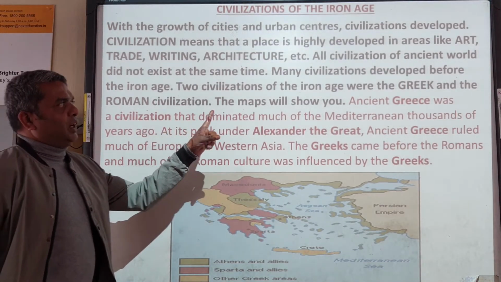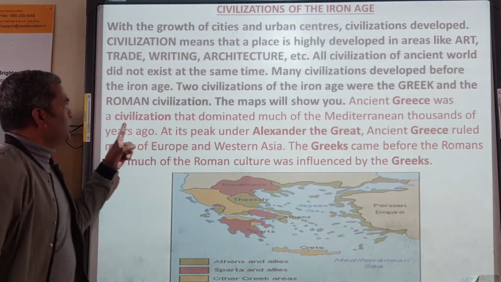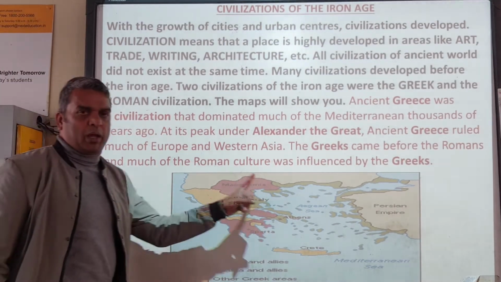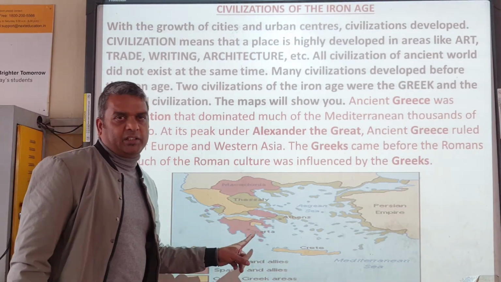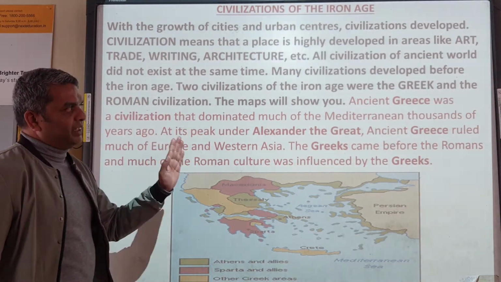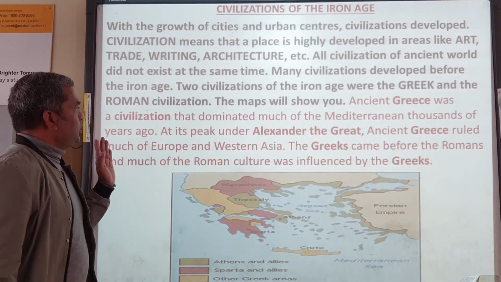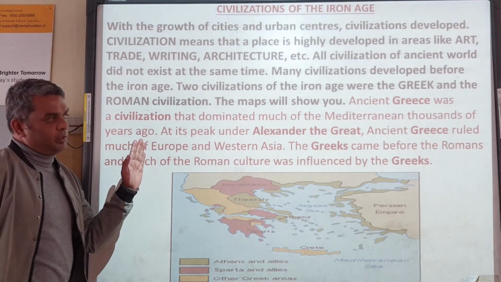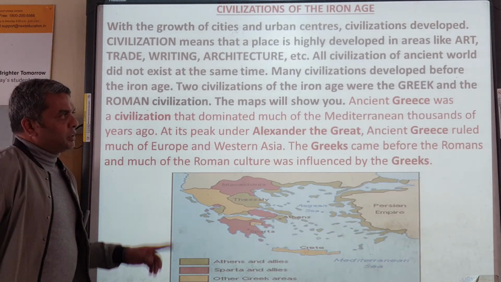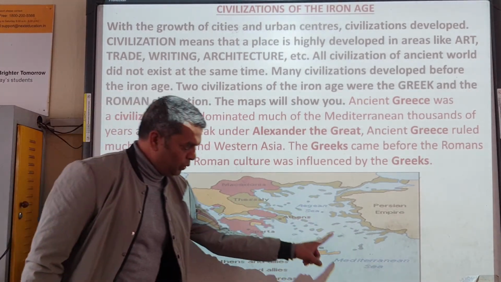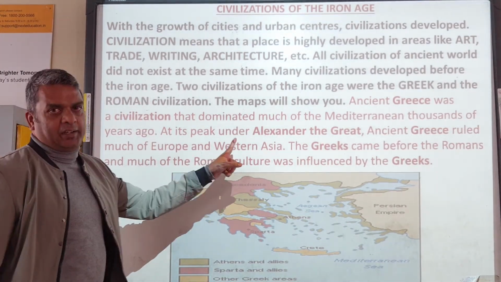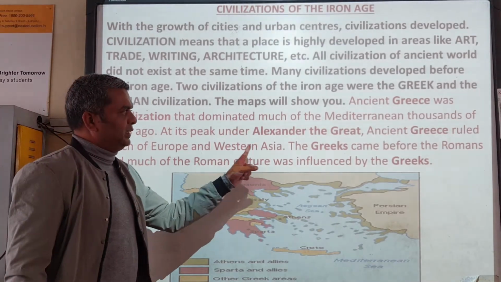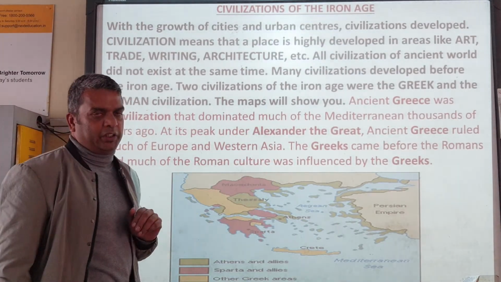Two civilizations of the Iron Age were the Greek and the Roman civilization. So here's a map. You can see this is the Greek civilization that took place around the Mediterranean Sea, okay, during Athens and Sparta. So ancient Greece was a civilization that dominated much of the Mediterranean thousands of years ago. So this area was dominated by ancient Greece, and under whose command? Under Alexander. So you learn this later, Alexander the Great. This is just information which is not there in your book.